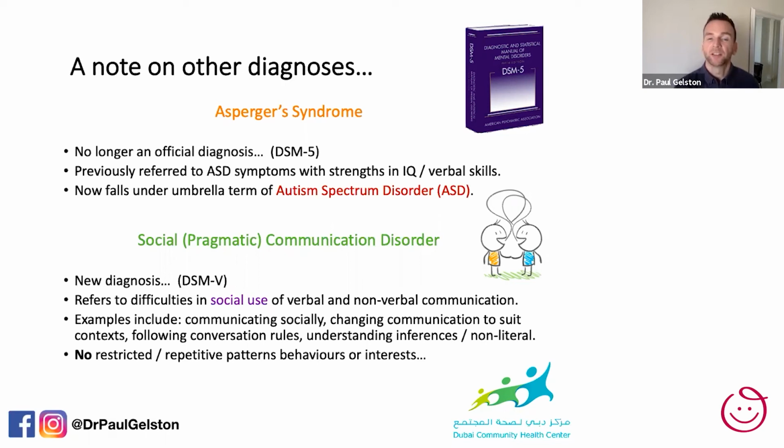They might have difficulties adjusting their communication to suit different contexts. So for example, how you would interact with another 10-year-old if you're 10 compared to how you might interact with an older adult. They might struggle to follow conversation rules or understand non-literal aspects of communication, like metaphors, idioms, sarcasm, things like that. And generally, people with social communication disorder don't present with restricted or repetitive behaviours or interests.